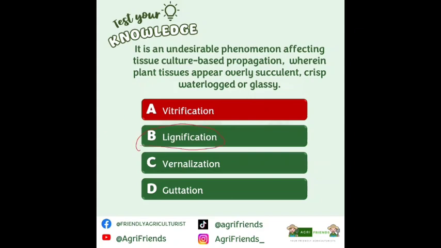Lignification, it is a process that changes the character of a cell wall by making it harder. Vernalization, it is the artificial exposure of plants or seeds to low temperature to induce flowering. Guttation. Guttation is the loss of water in the form of liquid through hydatodes or water stomates.